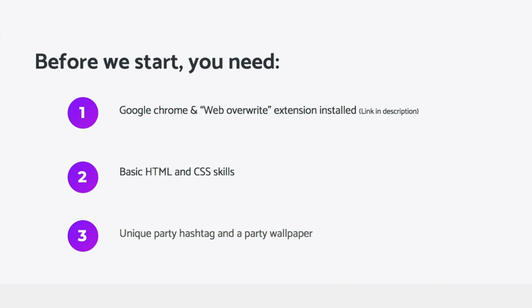Other than this, you need to have some kind of basic HTML and CSS. It's not a must, but it certainly helps you. And you need a unique party hashtag. You need to choose a hashtag that isn't used by many, otherwise people that are not attending your event might come up on your feed, and you don't want that. And last, you need a party wallpaper.